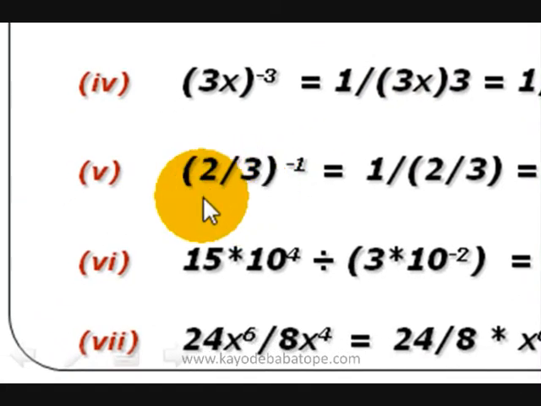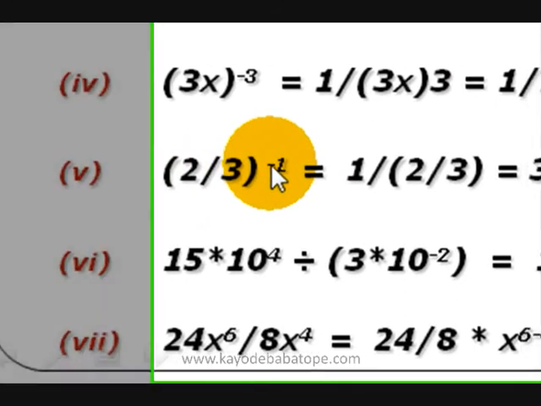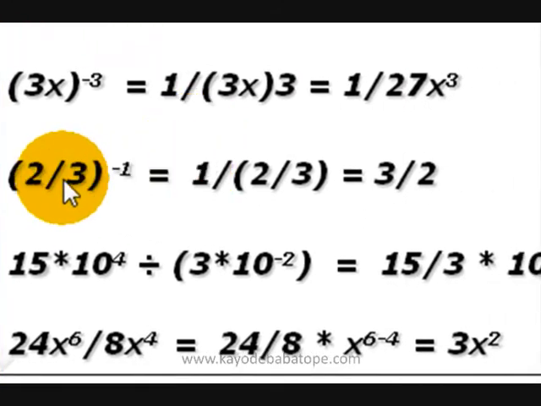Problem 5. 2 over 3 raised to power minus 1. What does this give? It gives us 1 over 2 over 3 raised to power 1. So eventually that gives us 3 over 2.